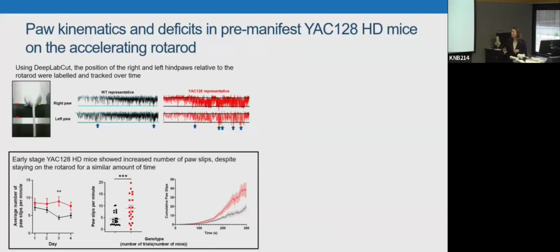So this was a really cool result, because if you just look at latency to fall, it looks like the Huntington's mice are performing the same as wild type. But when we start looking more closely at their paw kinematics, we can see quite a bit of differences coming out in their behavior.